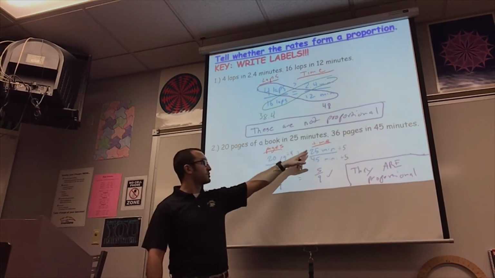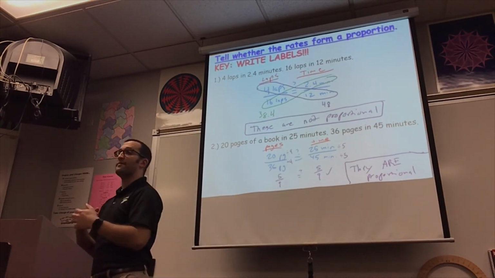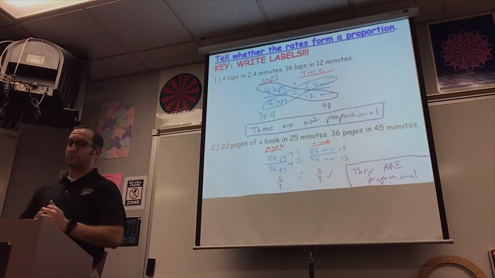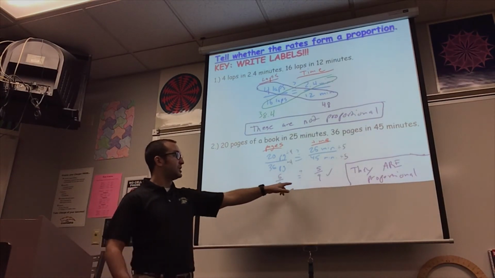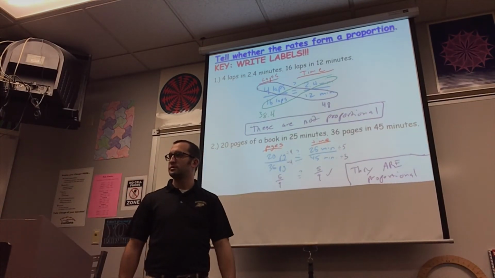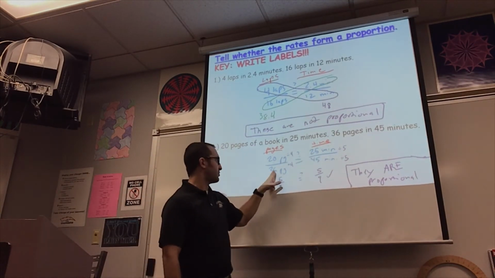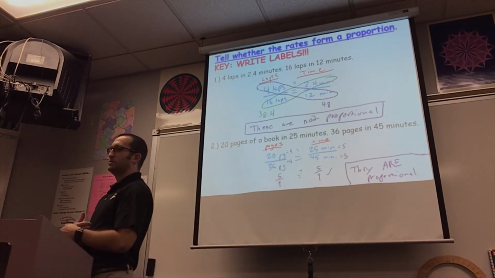Now, if you did 20 over 25, you would have divided both of those by 5. And if you did 36 over 45, you would have divided those by 9. Okay? But did you get the same thing, that they're both proportional? Yeah, so if you wrote your proportion the other way, 20 over 25 and 36 over 45, you're good to go. Okay?